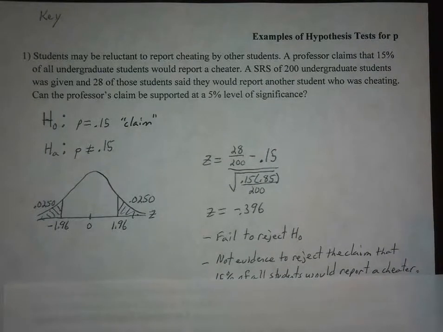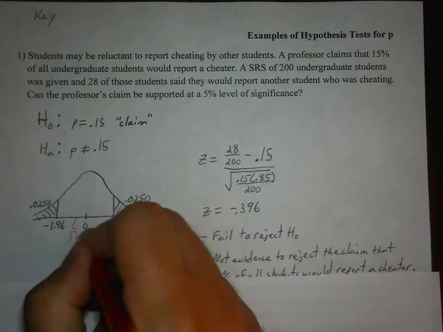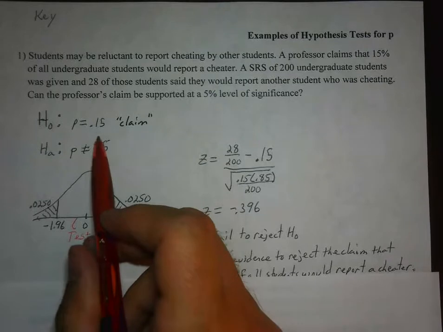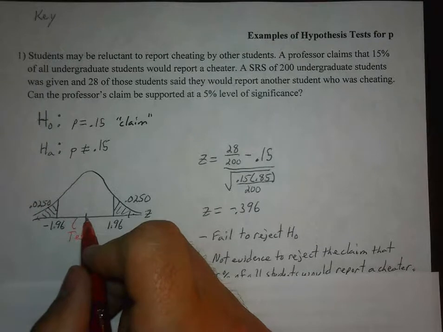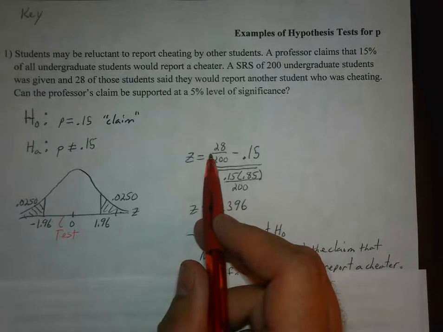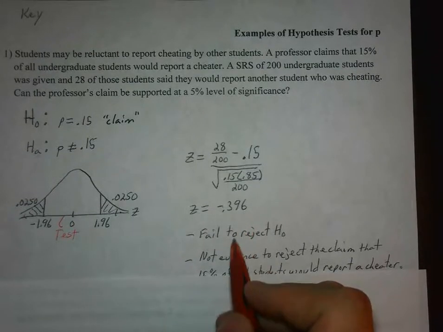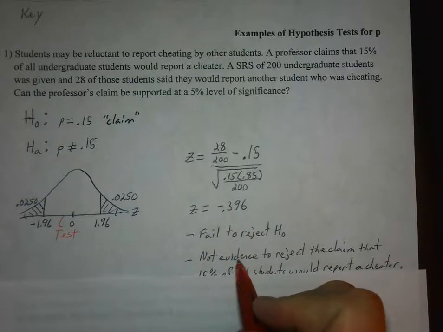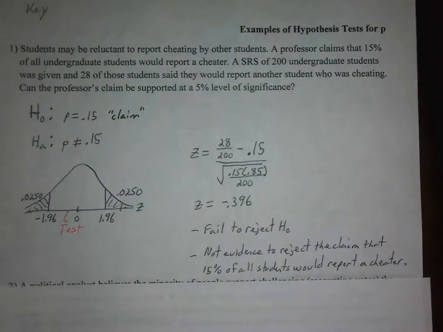So here we end up with a test statistic of negative 0.396, which is very close to the center. So if the population proportion really was 0.15 or 15%, then getting this proportion of 28 over 200, which is 0.14 or 14%, is not too far away from 0.15 to say that 0.15 was a bad assumption. So here we failed to reject H0, and there's not enough evidence to reject the claim that 15% of all students would report a cheater.